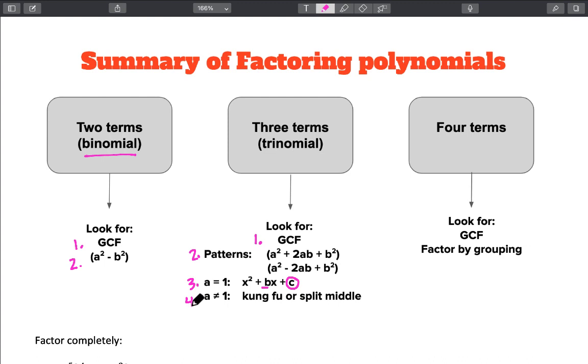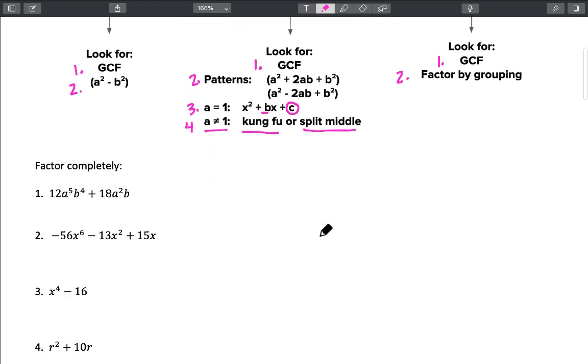Finally, we're going to look to see if our leading coefficient is not equal to 1. We're either going to use the technique of Kung Fu or split the middle. Lastly, we had a polynomial with 4 terms. If it had 4 terms in it, our first strategy was to look to see if we can factor out a greatest common factor from all the terms. And secondly, we were going to factor by grouping. So let's take a look at an example of each one of these factoring techniques.